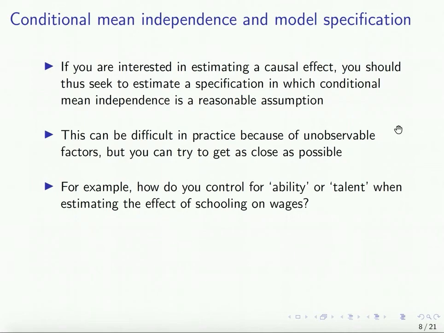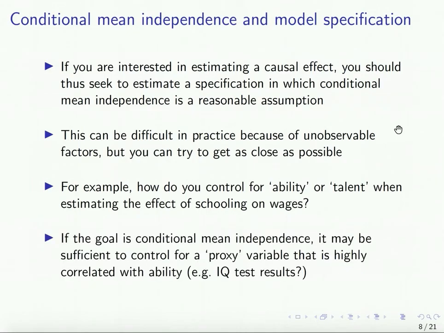So it also means that, say you want to control for ability or talent when you want to look at the effect of schooling on wages. Well, if you have something that is close to it, such as an IQ test, you can use it as a proxy for ability or talent. So remember that ability or talent is going to be an omitted variable bias if you're looking at the effect of schooling on wage.